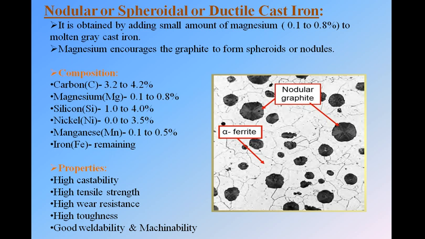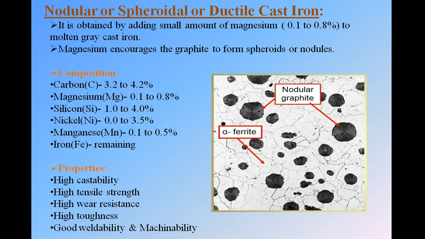Okay, then high toughness. Toughness means the amount of energy absorbed before failure. Means before failure, this nodular cast iron can absorb so much energy. Means it cannot fail easily at low load, because it can absorb all this energy. Okay, so it has high toughness.